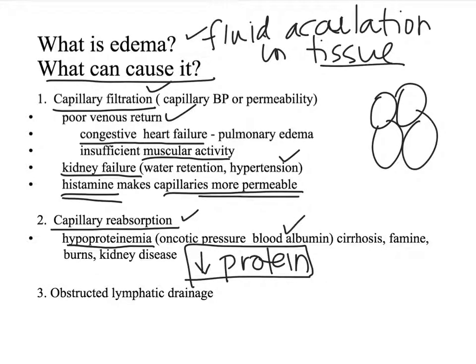Okay, so maybe they have liver disease, so cirrhosis, and their liver's not making enough albumin. Famine, there's not enough protein in their diet. People who are burned have low protein, and sometimes people with kidney disease.